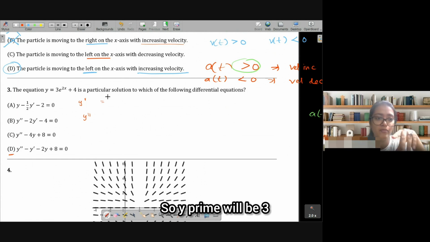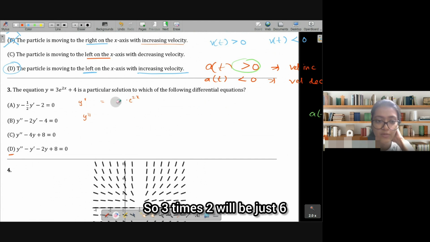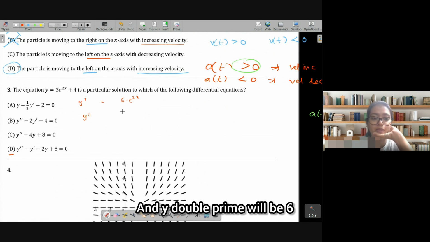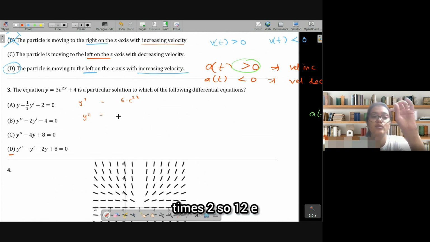So y prime will be 3 times 2 times e raised to 2x, so 3 times 2 will be just 6. And y double prime will be 6 times 2, so 12 e raised to 2x.